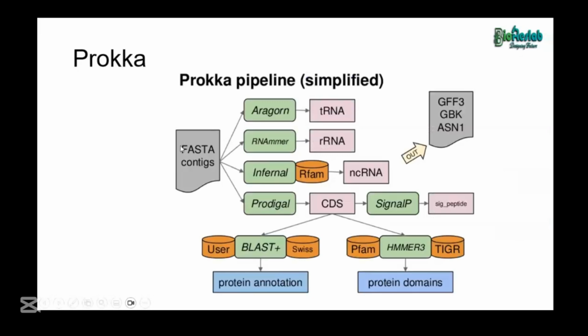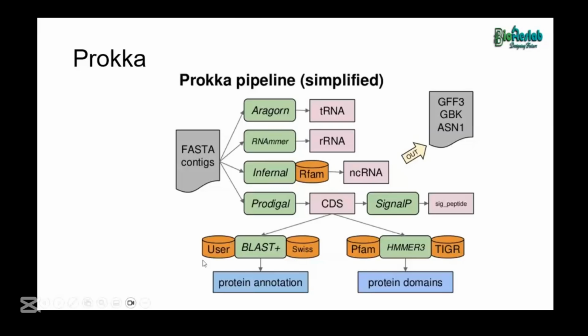In the PROKKA pipeline, we give the input of FASTA contig sequences. Then there are different tools implemented inside the pipeline: Aragorn for the tRNA analysis, RNAmmer for the rRNA analysis, Infernal for the non-coding RNA, Prodigal for the identification of the CDSs, and signal peptides are predicted using SignalP. The predicted CDSs can be used for the BLAST search and then the HMMER search.